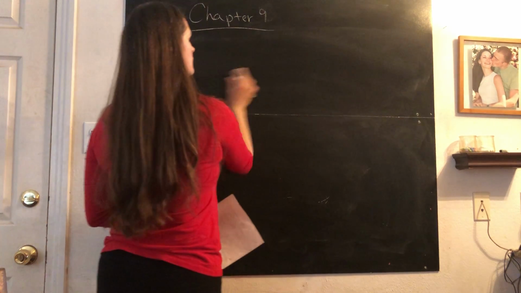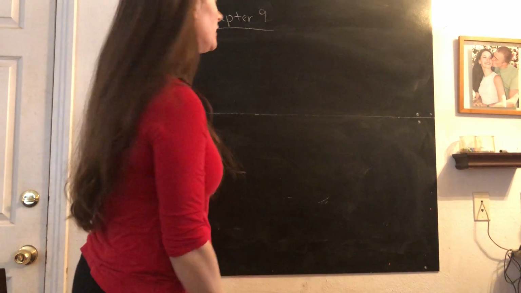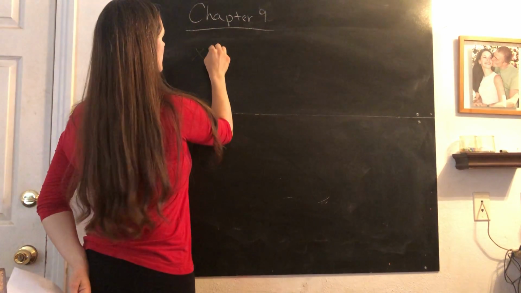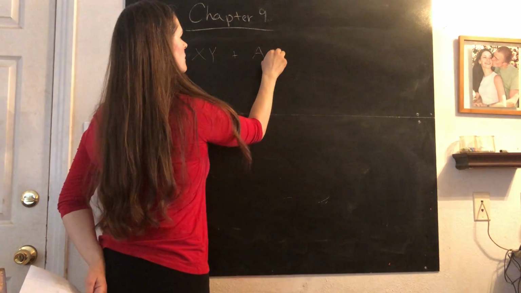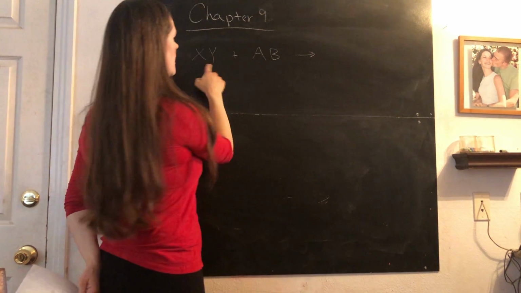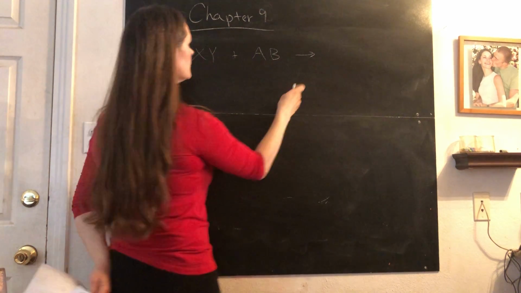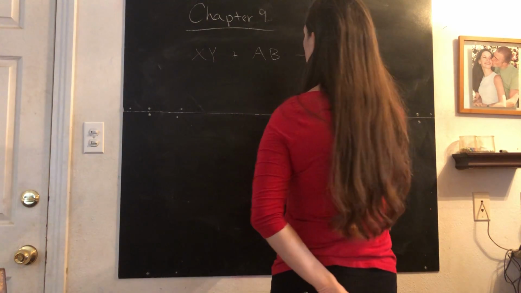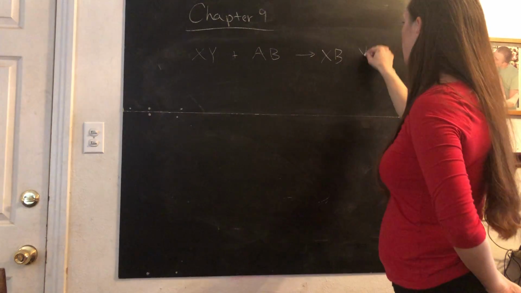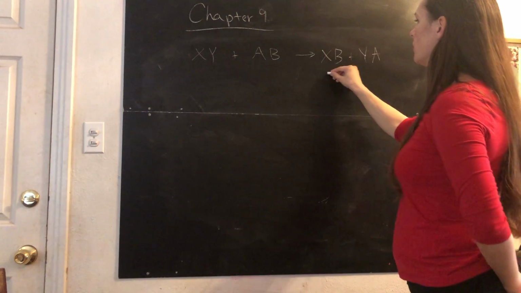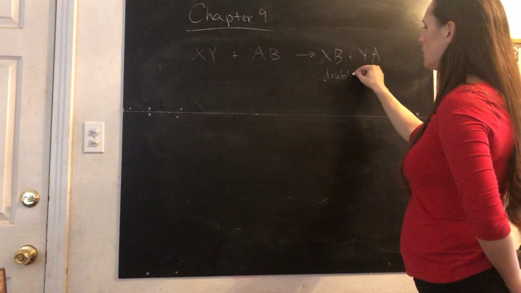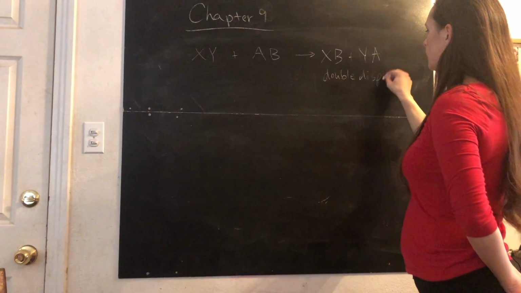Now sometimes we do double displacement reactions. Double displacement, again, is like a wife swap. So you've got XY and AB. You just swap their partners, right? XB and YA. This would be a double displacement reaction.